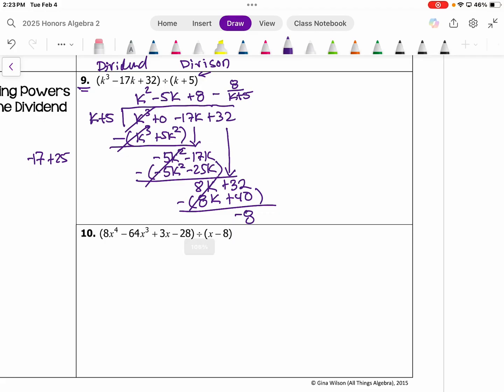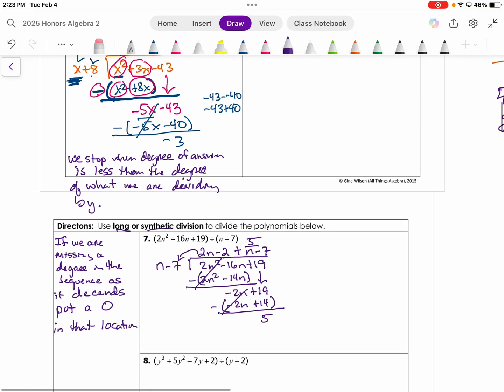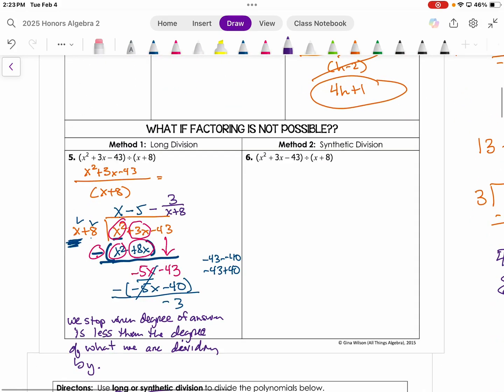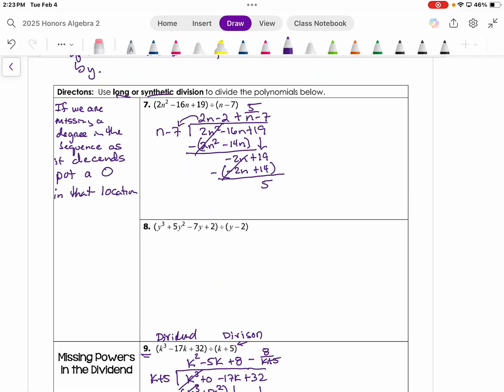Now we're going to write a little note up here in our margin. If the remainder is 0, then the term is a factor of the polynomial.